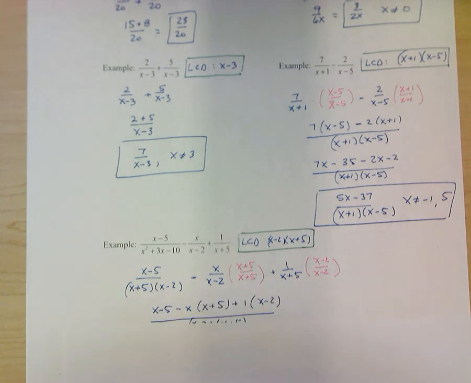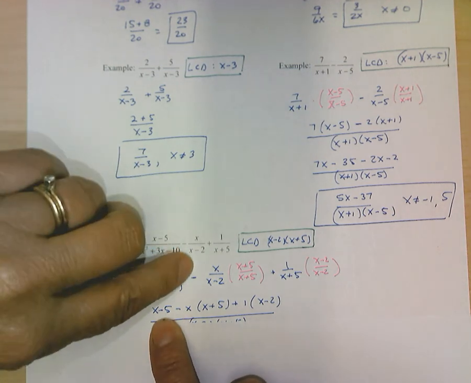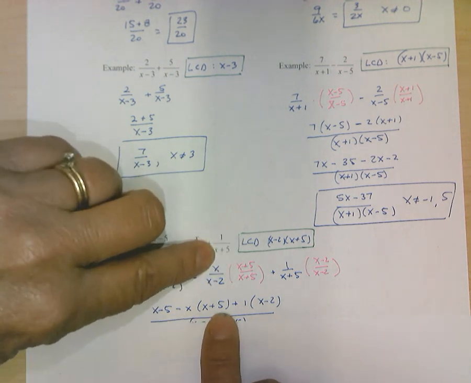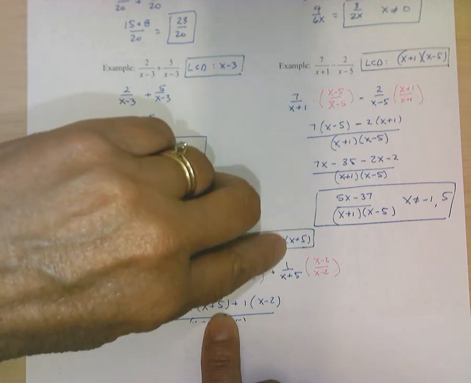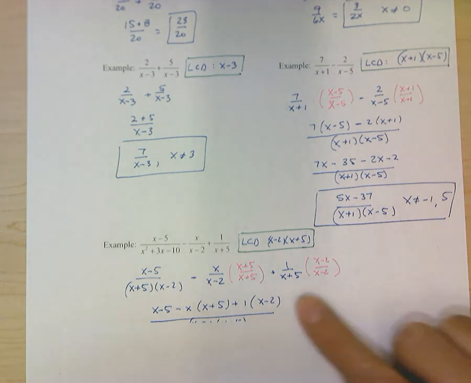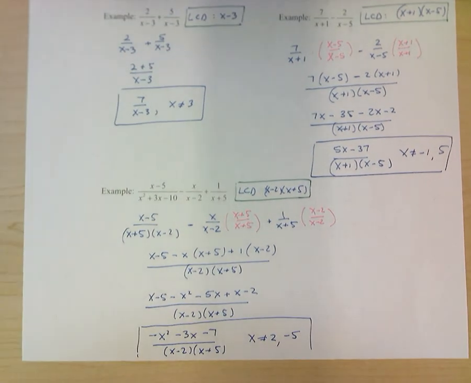When I multiply, notice I'm writing the x minus 5 here. It's minus x multiplied by x plus 5. And then I have plus 1 times x minus 2. No matter how many years I do math or how good I am at math, I always put that step there. Then I go ahead and distribute everything in my numerator. I combine like terms. And I write my excluded values.